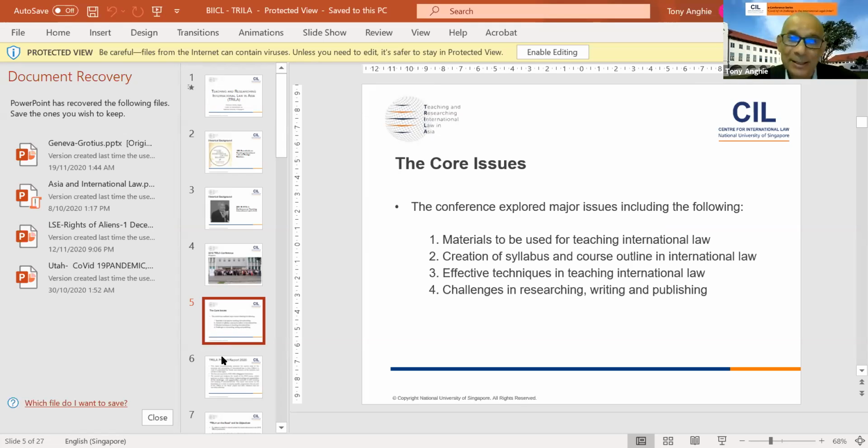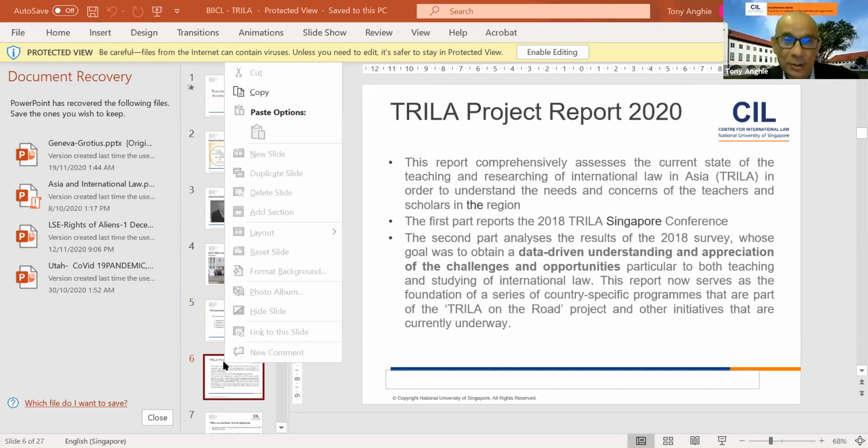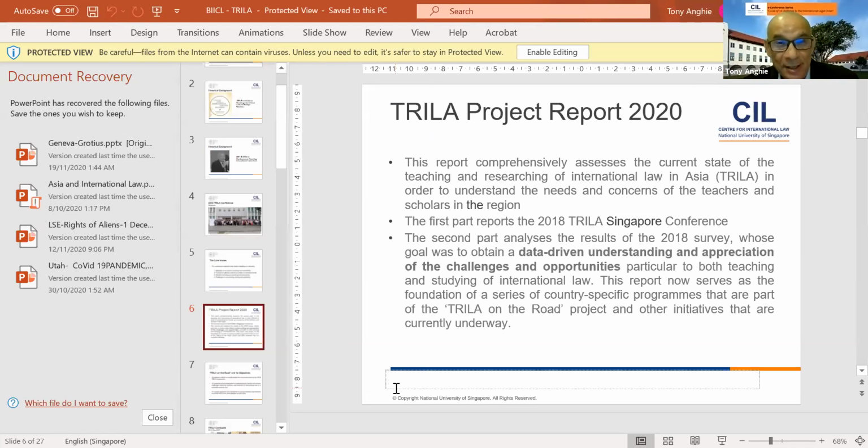And just to say that we produced a project report in 2020, and this is available on our website. And if you're interested, you might have a look at that report, which consists both of particular topics being covered by the participants about the teaching of international law, their experiences, and also a fairly comprehensive survey that we took, asking people to respond about the conditions in which they teach, the textbooks they use, and so forth.